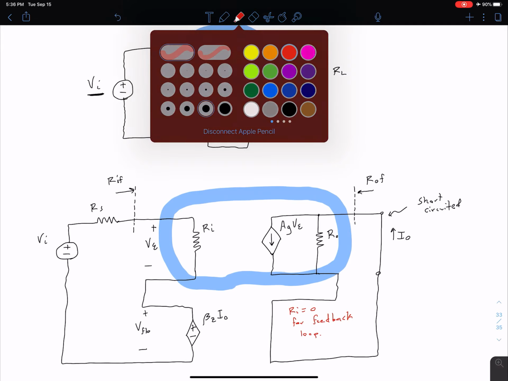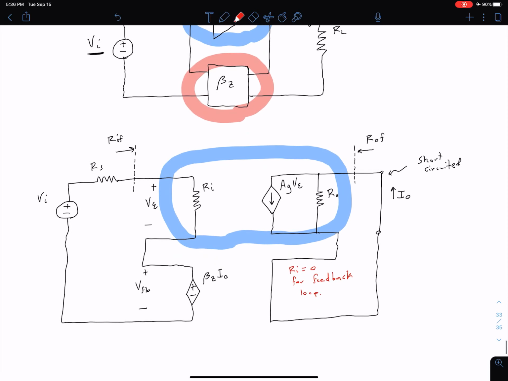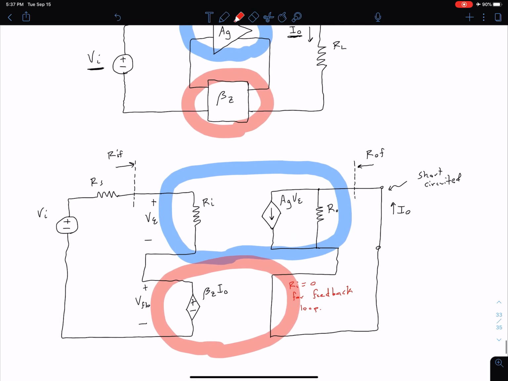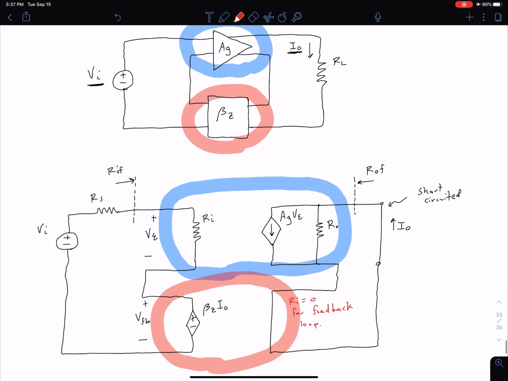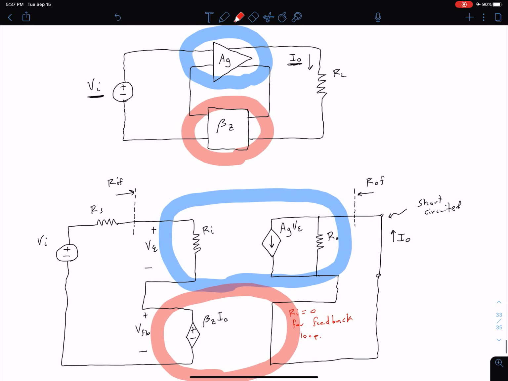Similarly, we can define our feedback loop in a little more detail. So this beta Z, we can represent as just a dependent source on the left, which is beta Z times I0. Notice again, we're saying that our input resistance is 0 for this feedback loop. So we're assuming an ideal feedback loop. The other thing to point out here is just like when we looked at our current amplifier, we've short-circuited this output, which basically means this R0 wouldn't have any effect when we're doing our analysis to find our gain.